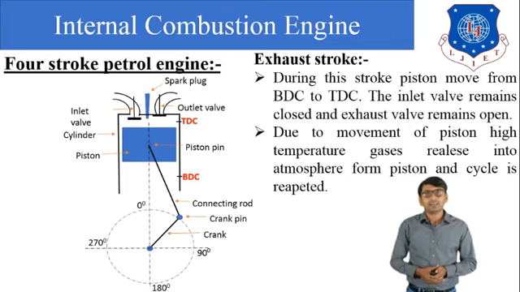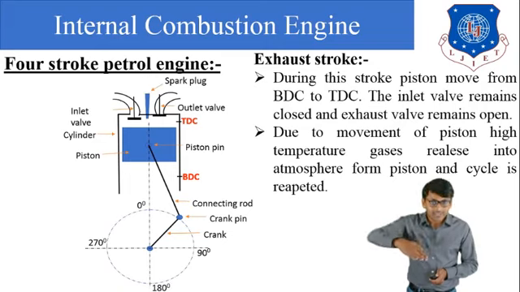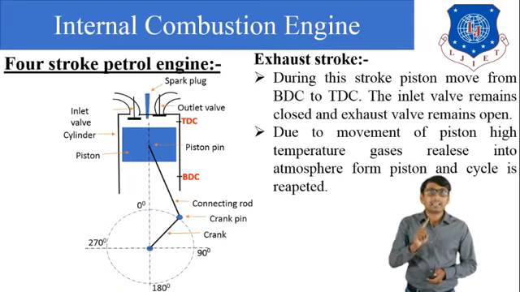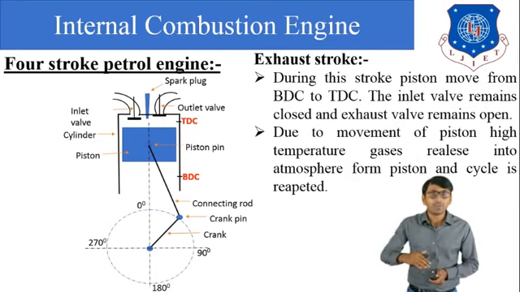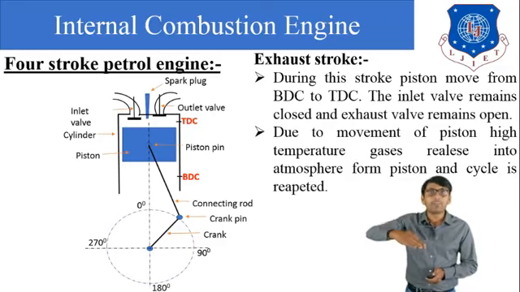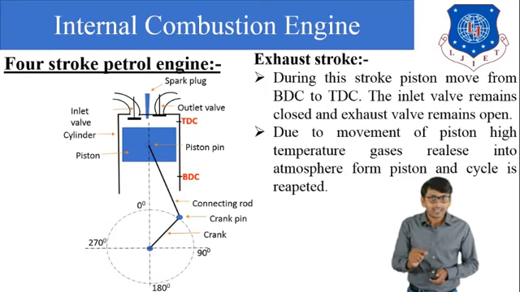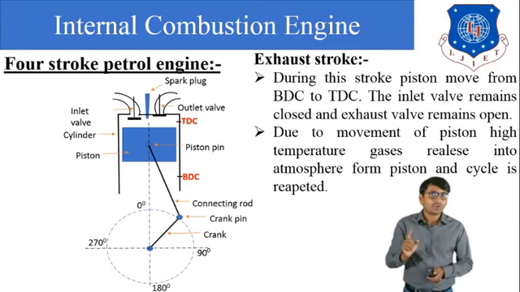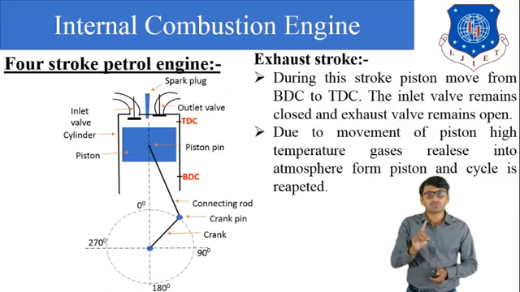Now the last one, the exhaust stroke. During this stroke, the piston moves from BDC to TDC, the inlet valve remains closed and the exhaust valve is open. During upward movement of the piston, the remaining high temperature gas is released into the atmosphere by the outlet valve. So this is the fourth one, the exhaust stroke.